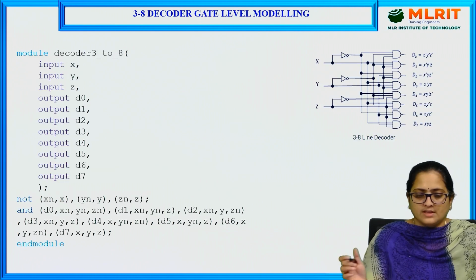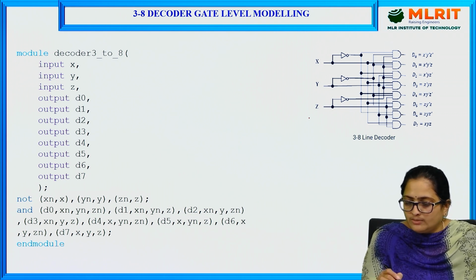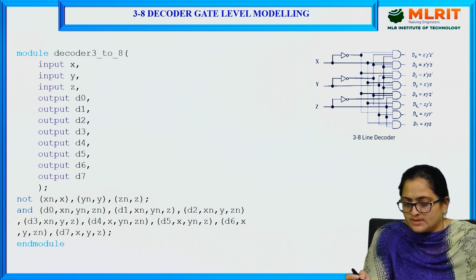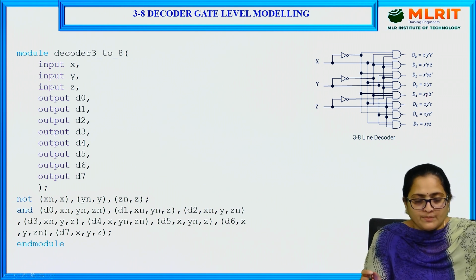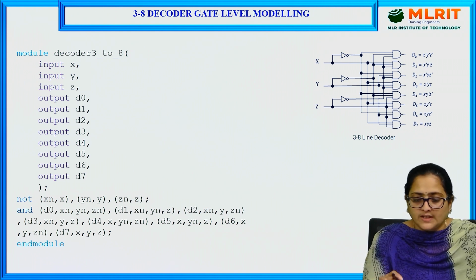So this is a 3 to 8 decoder in gate level modeling. This is a 3 to 8 decoder circuit which has 3 inputs and 8 AND gate outputs. The same concept we did previously with the behavioral model, and this is with gate level modeling, where you can use the primitives here.